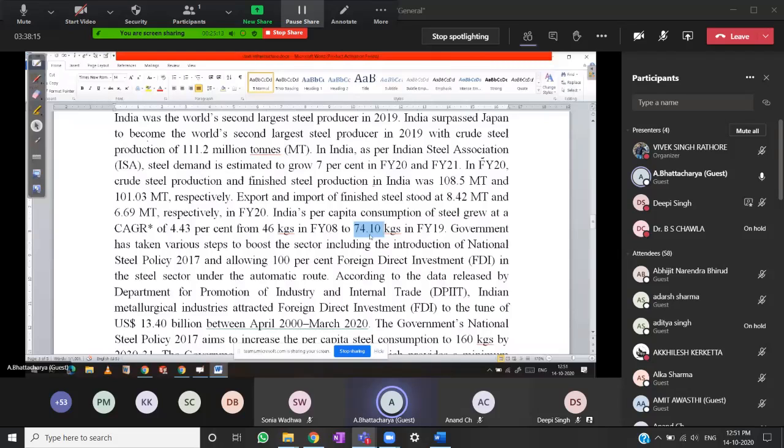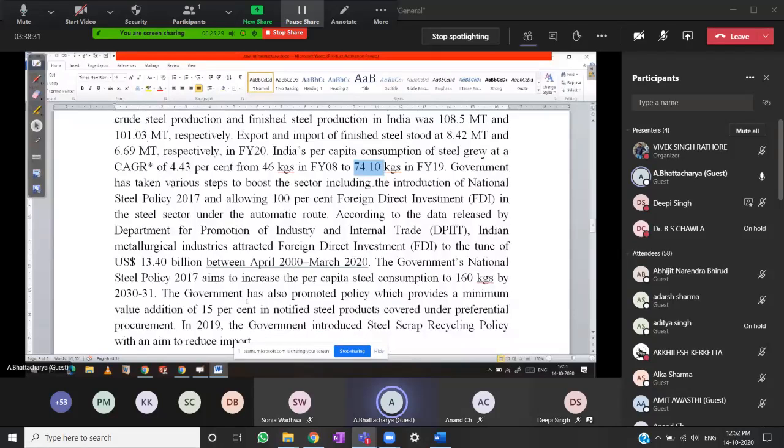To know one country, what is the steel consumption, per capita steel consumption? That is an indicator. Okay. So the government's aim is to increase the per capita steel consumption to 160 kg by 2030-31. It is long, but still the target is quite appreciable.